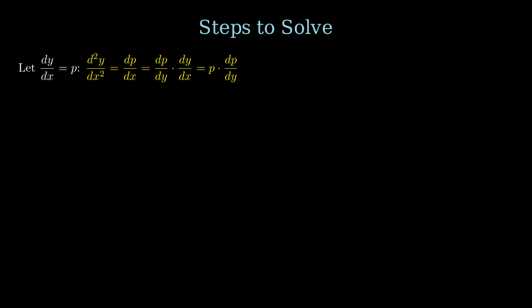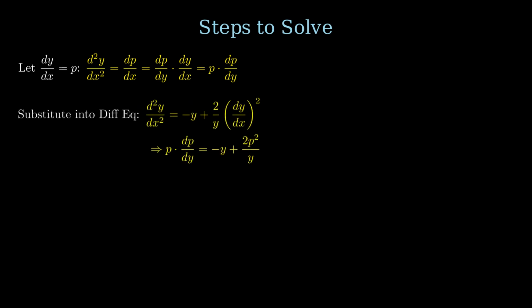At first, we reduce the order by substituting dy by dx as p. Then d²y by dx² becomes p times dp by dy. Substituting into the original equation gives us a first-order differential equation in p and y. We divide both sides by p to simplify the equation.